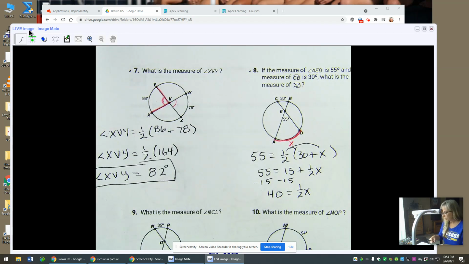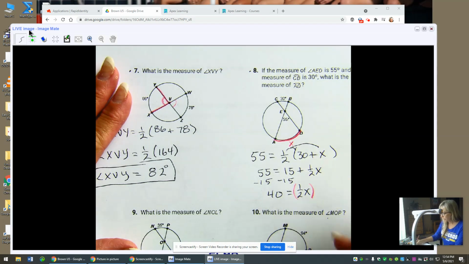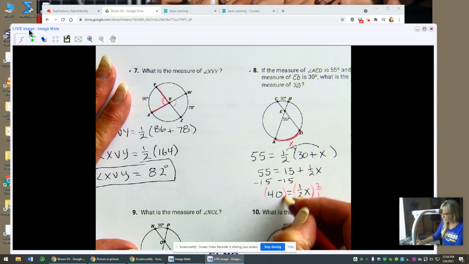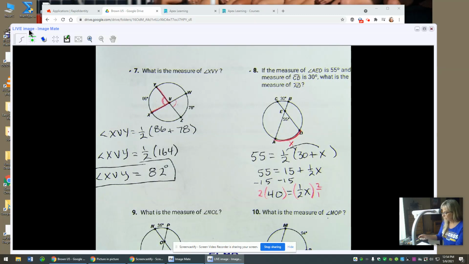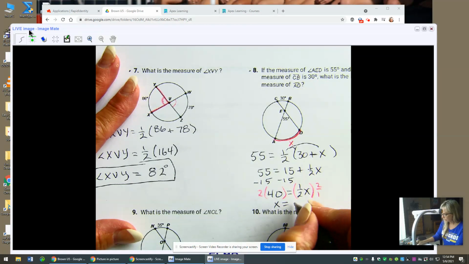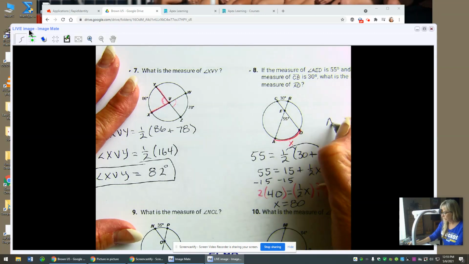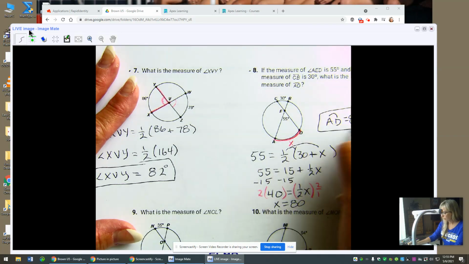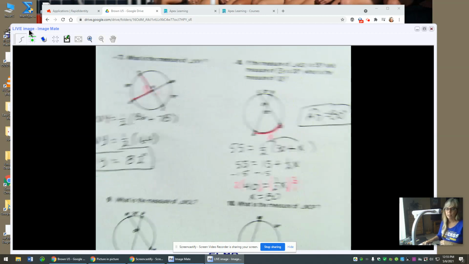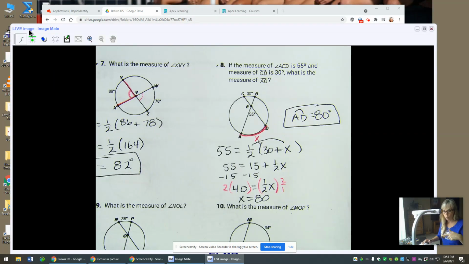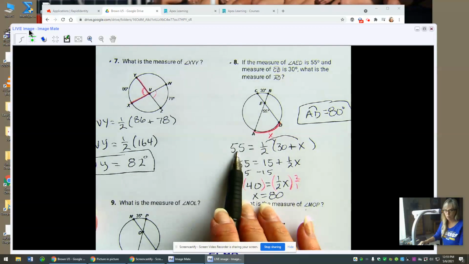To get rid of a fractional coefficient, I think I'll change colors to emphasize. How do I get rid of a fractional coefficient? Multiply by its reciprocal. Well, that's the same thing as plain old 2. And so x is 80. But x was that arc, so arc AD is 80 degrees. That one gets a little tricky. Just rewind and play the video again and listen carefully about putting things in their proper place.